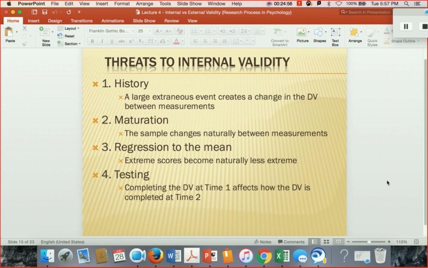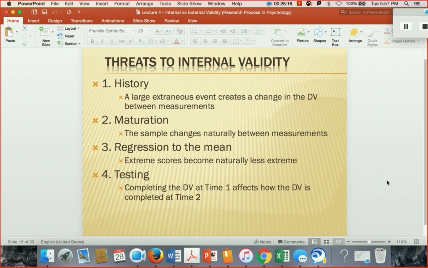Number 4, testing. Whenever we look at the completion of the dependent variable at time 1, it is going to affect how the dependent variable at time 2 is going to be affected. We talked about this a little bit with within-groups research designs. We talked about that threat of practice effects. You guys remember that?